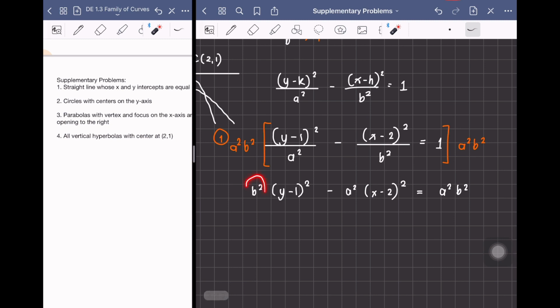Since this is a constant, you don't necessarily need to apply u times v, because it is constant. When it's constant, we just set it aside, no? So for the first derivative of this equation, we have b squared, we just set it aside, and then we multiply by the derivative of y minus 1 squared.